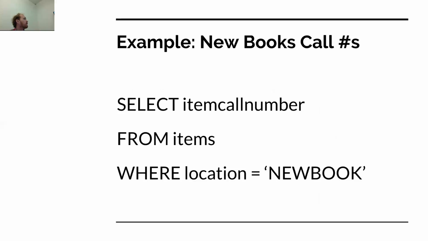We're going to look at one example, and then we'll write one ourselves. This is how you would get all the call numbers for new books. SELECT item call number, which is the name of a field, and we can look that up in the schema if we don't know it. FROM items, which is our database table. Then we have a condition, WHERE location equals 'new book'. Location is the shelving location, that's the name of that field. And new book is one of those codes. You might not know them all right off the bat, but a lot of them are easy to guess because they're structured like this. New book means the new books shelf, that's the label we use for it. When you run this report, you'll just get back a list of about 50 call numbers and nothing else.